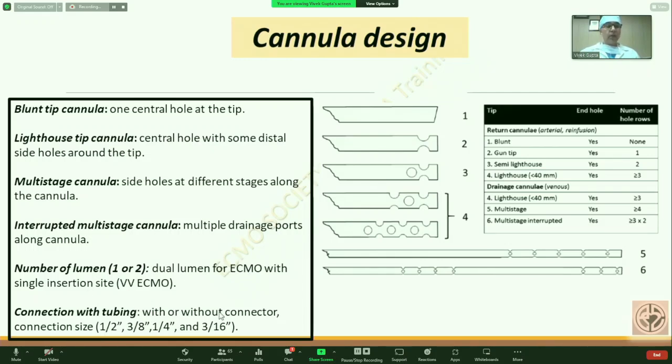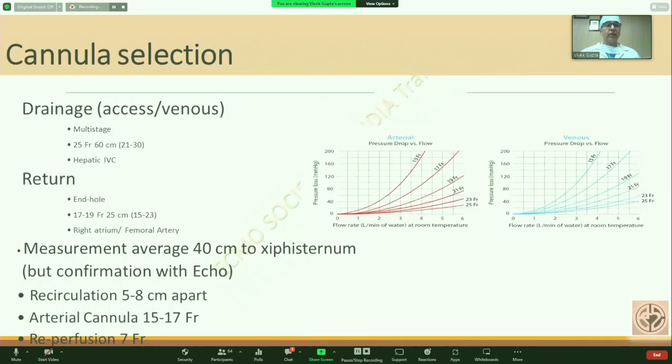And depending upon how we are going to connect with the tubing with various sizes of connector, or whether we are going to connect it directly, it all depends upon the size of the cannula and the age of the patient. So this is how the cannula design is. Different kinds, access and return, but the access cannula is always longer as compared to the return cannula.